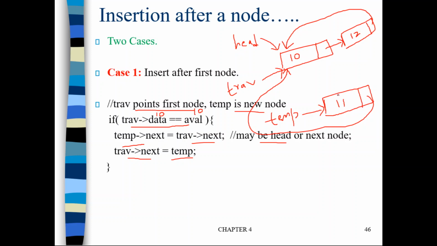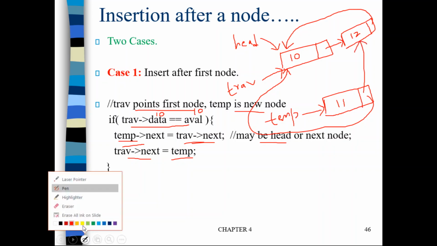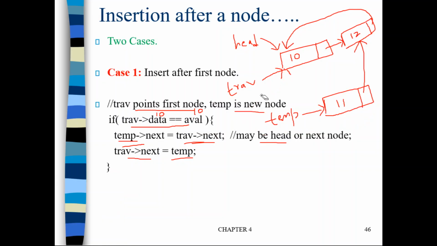So we identified the node. Traverse is pointing to it, and temp is the new node. Now what should you do? Temp arrow next is equal to traverse arrow next. So temp's next should point where traverse next is pointing. Traverse next is pointing to 12, so temp's next should point there. Is it clear? This is the reason why we are not directly writing temp arrow next equal to head.